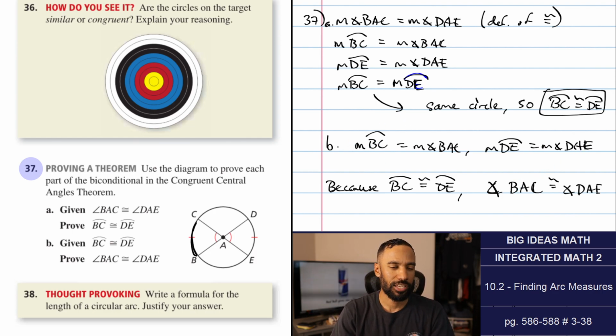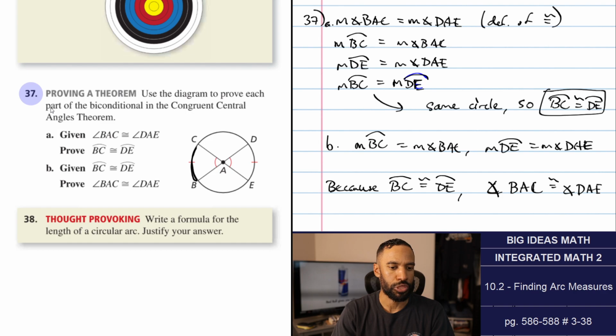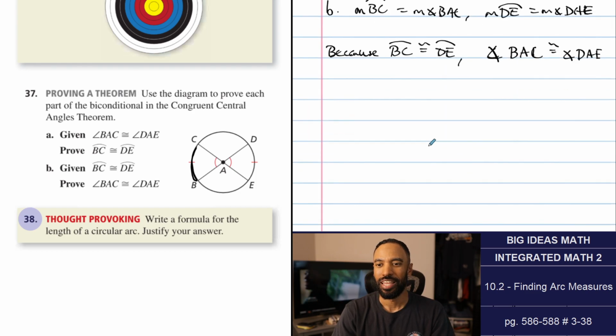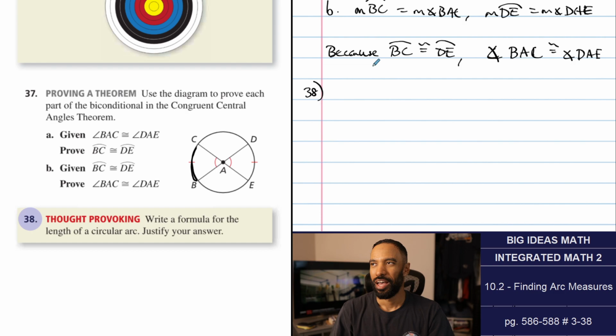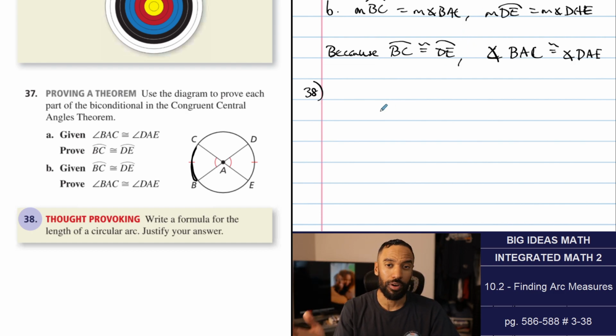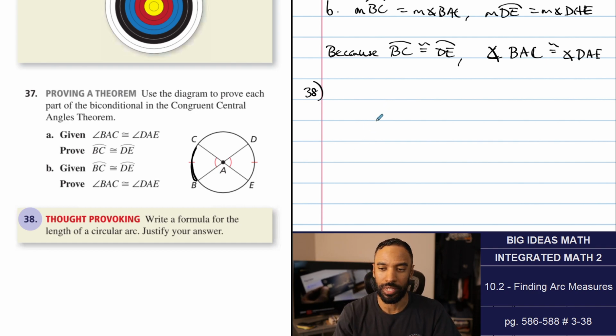Okay, and the last question here is number 38, thought-provoking. Write a formula for the length of a circular arc. Justify your answer. This is tough for me because I already know what it is, so I'll talk about it. And I think it's good that I'm talking about it. I wonder if that's what we're leading to next. I literally don't know what the next section is. But let's talk about this a little bit so we can get to that final thing.